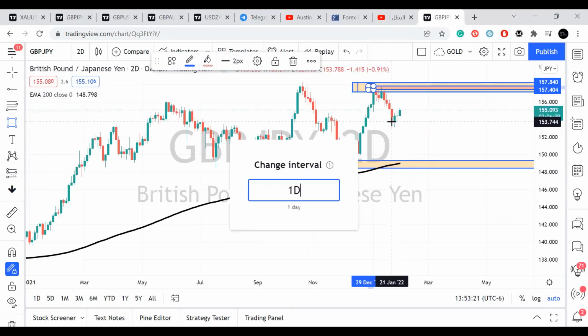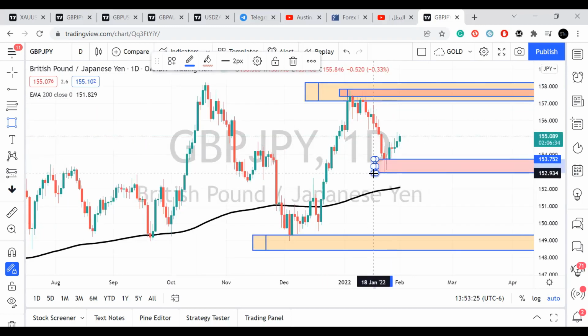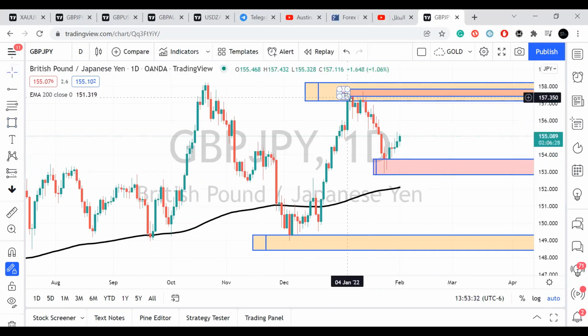So let me go back to 1D. So from here, this is our current weekly high and low. This is our current weekly high. This is our current weekly low. Then the red one is our daily high. This is our daily low. So when I go down to H4, I will start my analysis from this recent one.